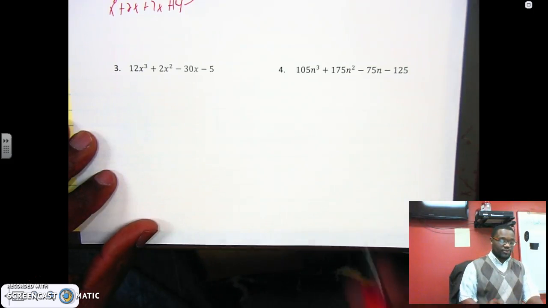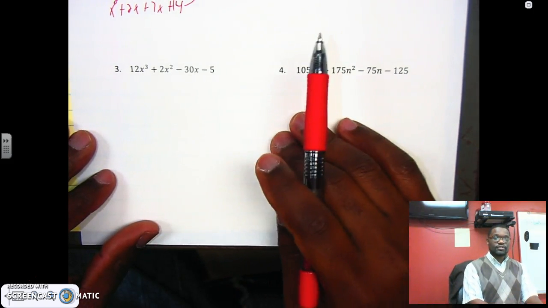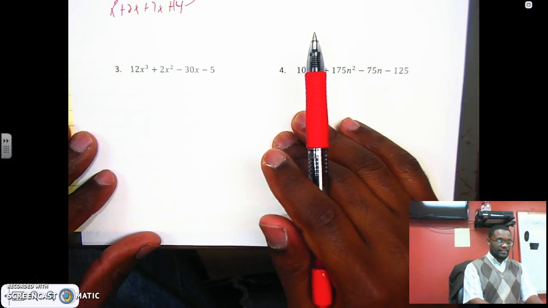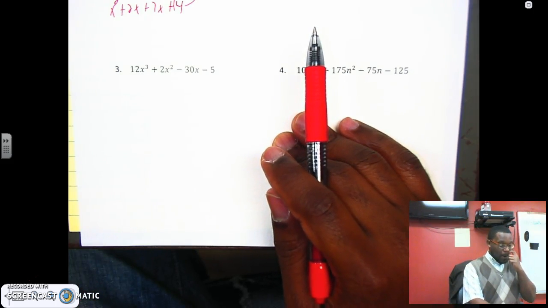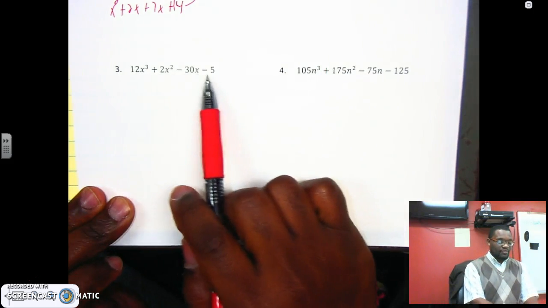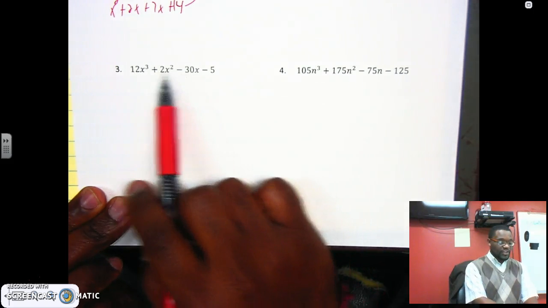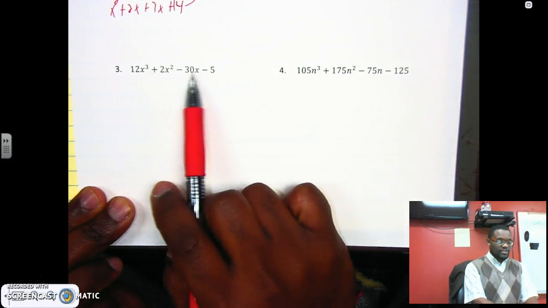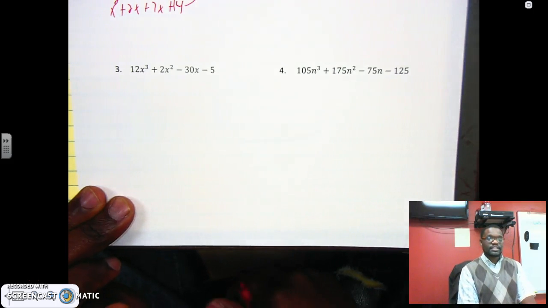Alright, looking at number 3. First thing I look for on number 1 and number 2 was the greatest common factor. And I'm going to do the same thing here. But notice I don't have a greatest common factor. It's very tempting because each one of those are even. And then those two are divisible by 5, but you can't actually do anything there. So there's no greatest common factor.